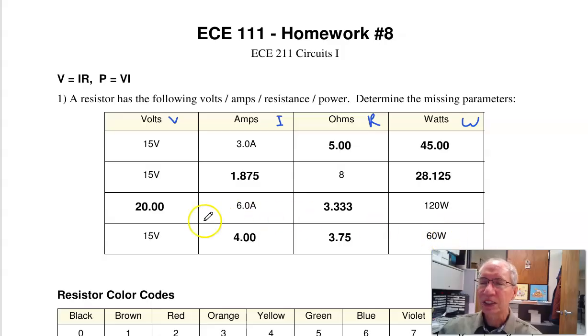If I know watts and volts, watts over volts gives amps. Volts over amps gives ohms. So given two terms, you can find the rest.